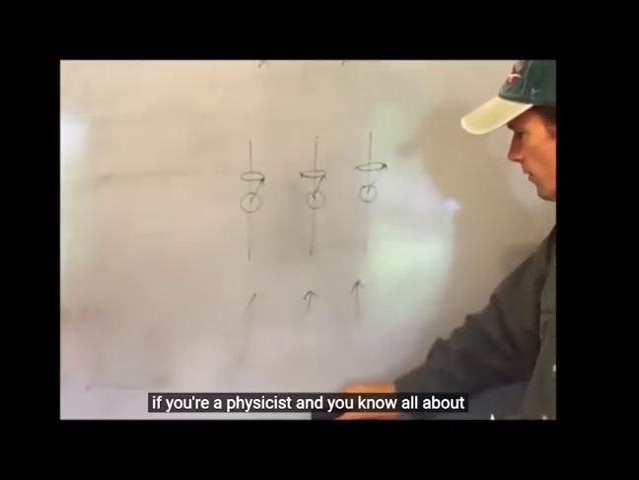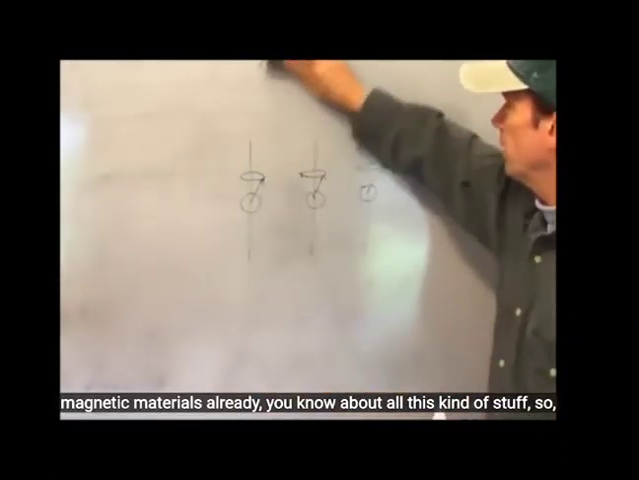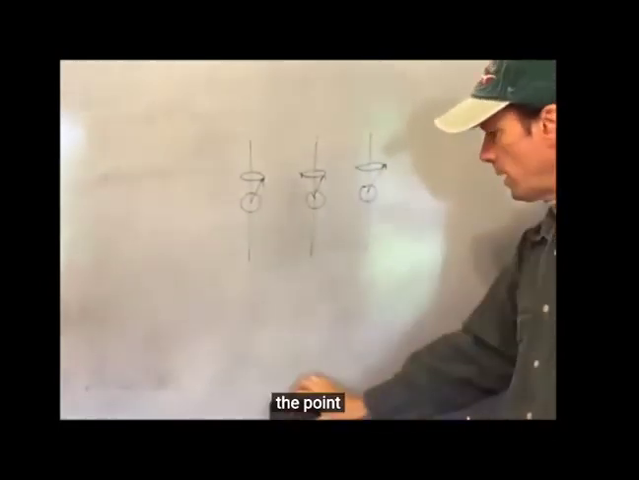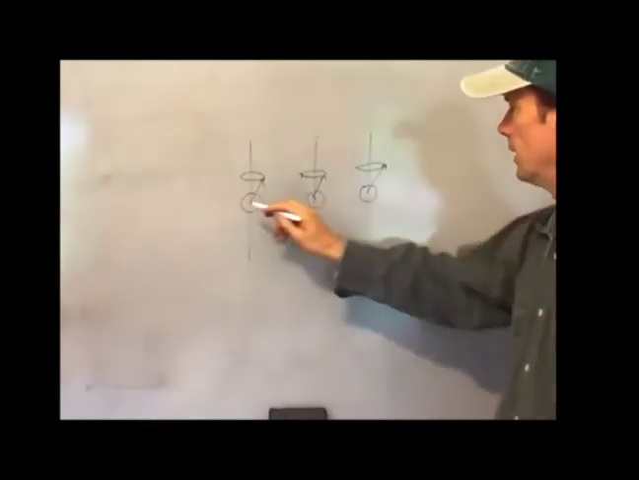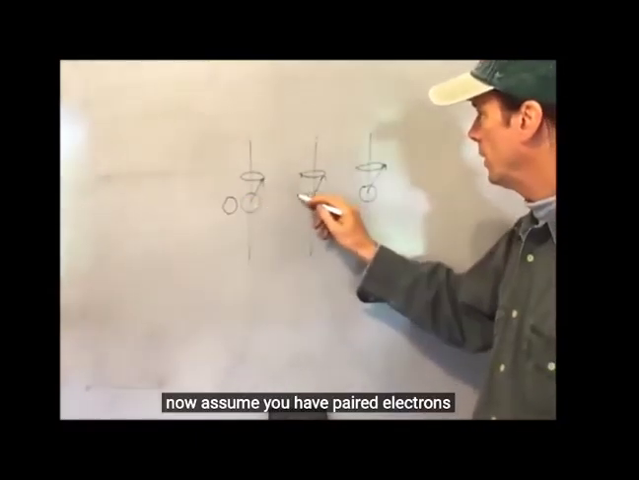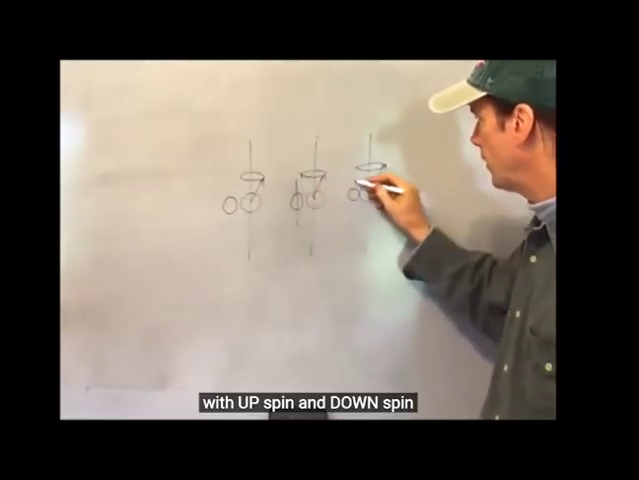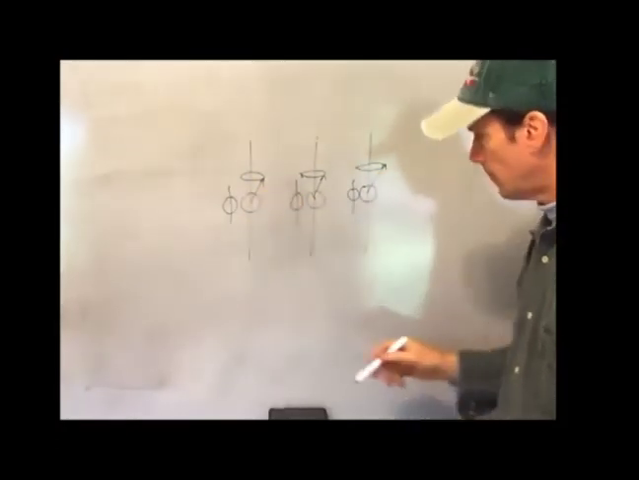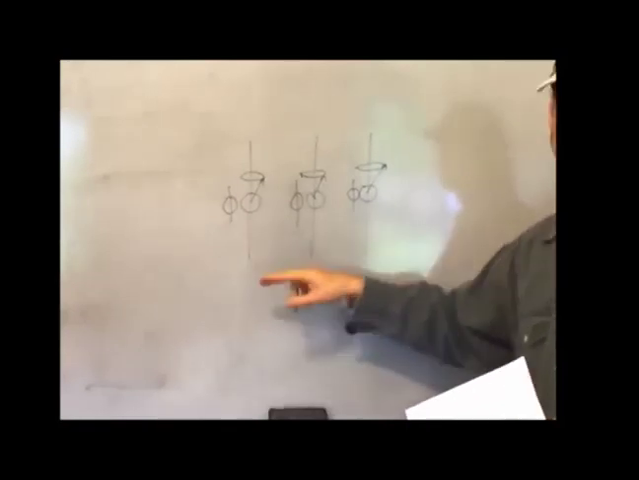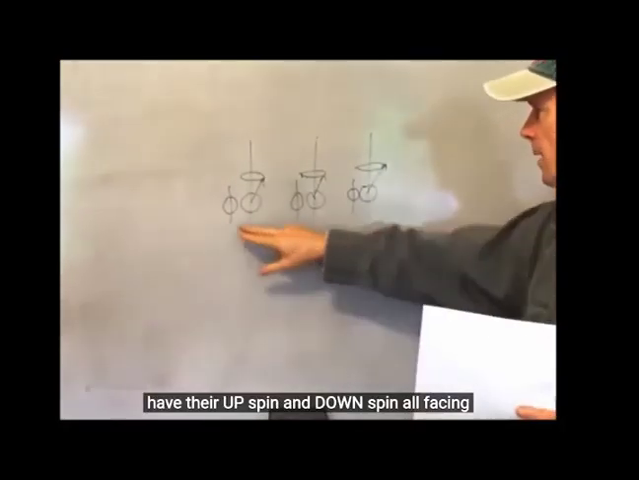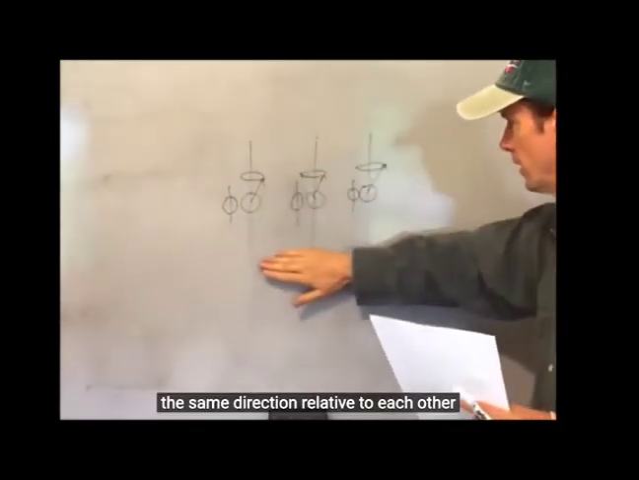So if you're a physicist and you know all about magnetic materials already, you know about all this kind of stuff. So the point that I want to get to is, now assume you have paired electrons with upspin and downspin. Well, first off, they're not going to just, by pure luck, have their upspin and downspin all facing the same direction relative to each other.